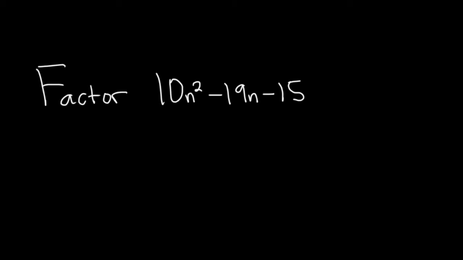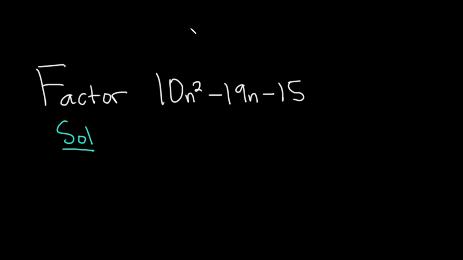Factor 10n squared minus 19n minus 15. So the first thing you should do in factoring problems is see if you have a common factor that you can pull out. I'm not seeing really anything in this particular example.